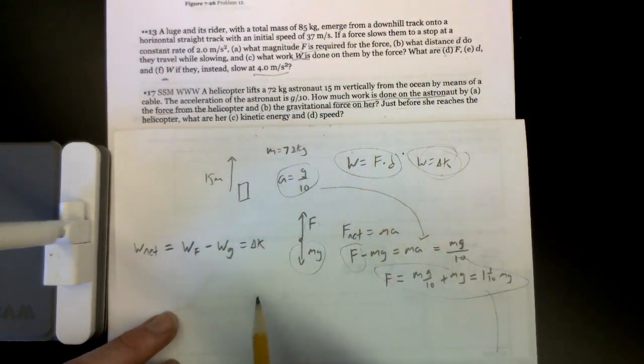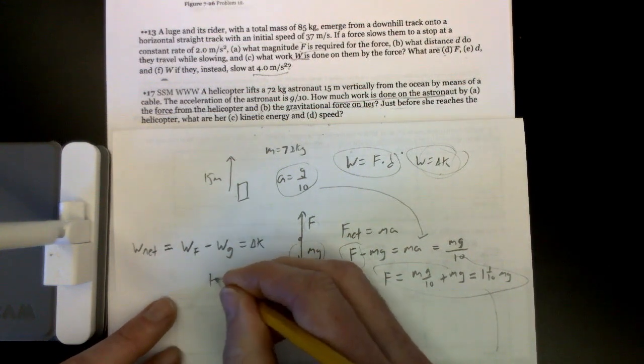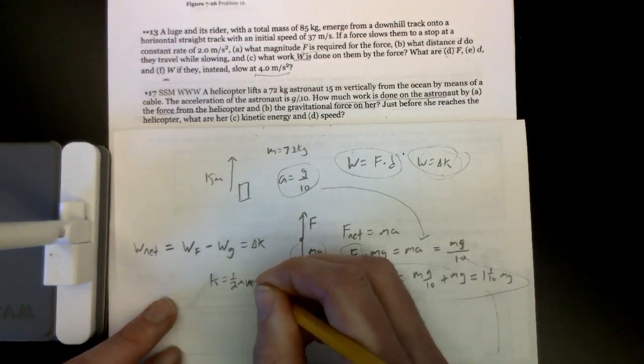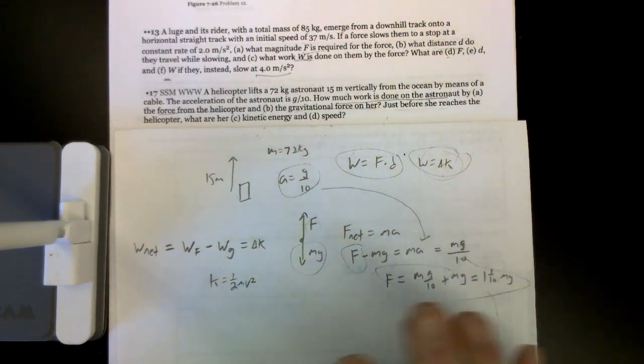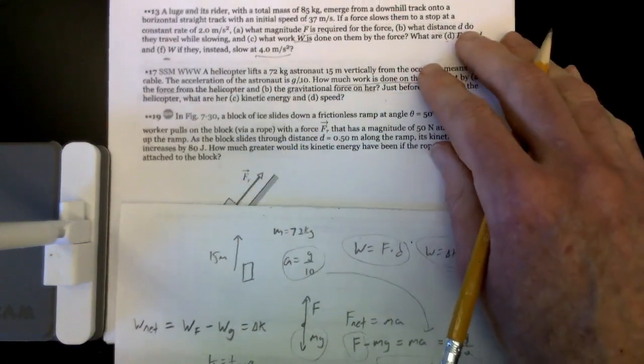And then you can find her speed from the change in kinetic energy, remembering that kinetic energy is 1/2 mv squared. So that's how to start it out. Once again, I'm not showing you the solution completely, but I'm just showing you how to start it out.